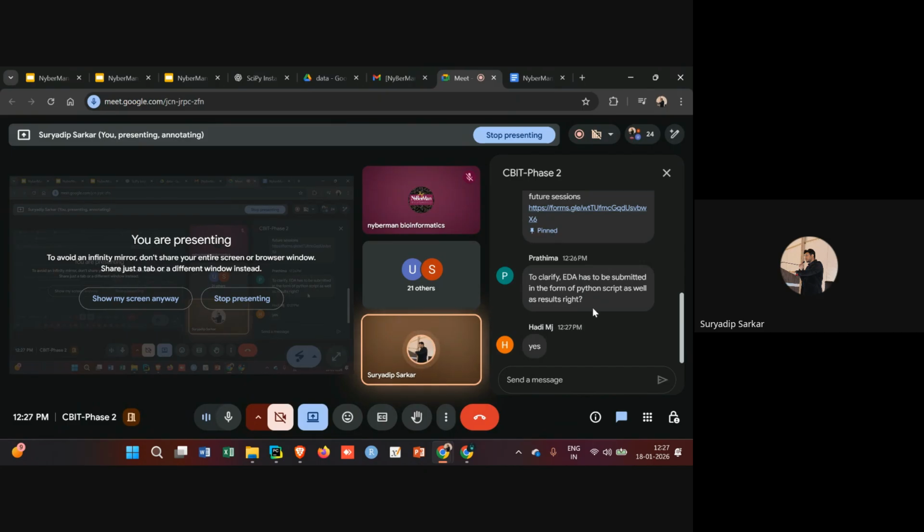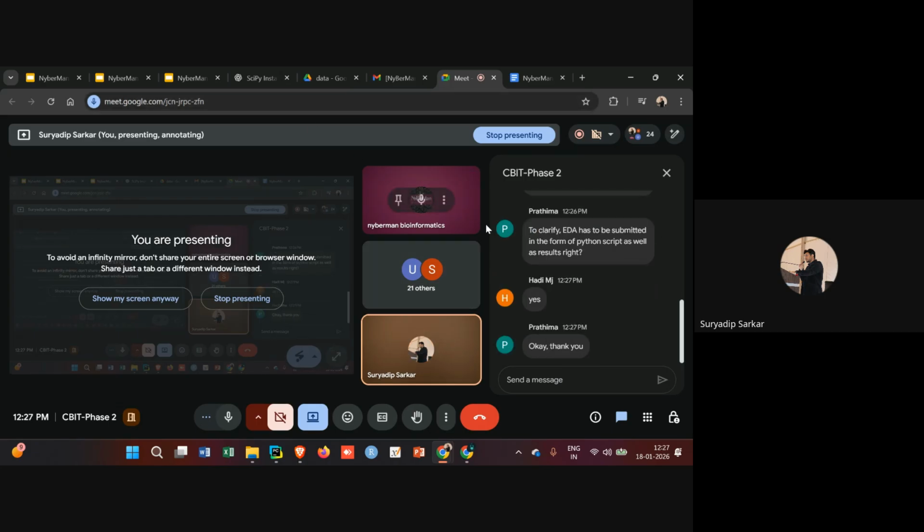To clarify, EDA has to be submitted in the form of a Python script as well as results, right? Yes. EDA has to be submitted as both the Python script and the PDF or the doc. We will create a Google Classroom assignment for part A, and you can directly upload it there. For part B, you don't need to provide the Python script. You just need to provide the PPT. Bhavani will share a drive link for you to upload the PPT onto the folder.